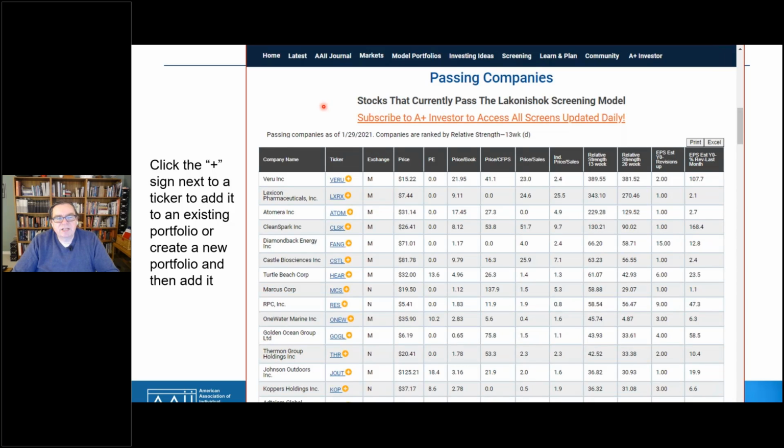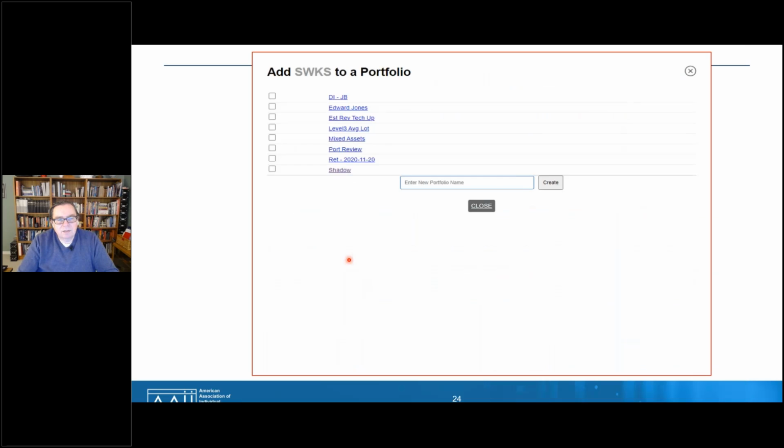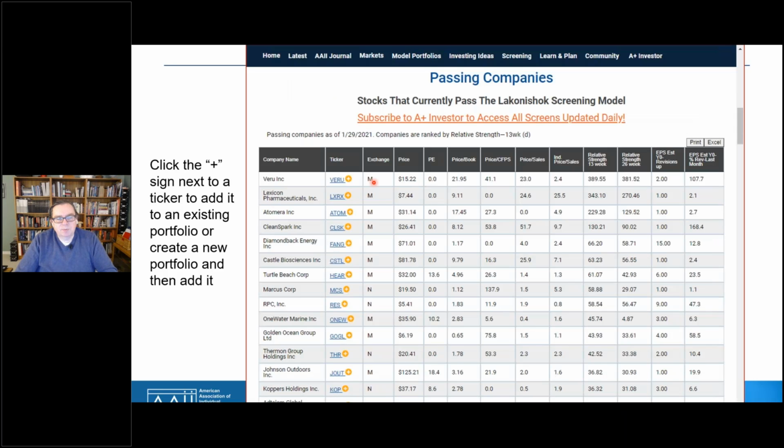And then as an investor, you can go ahead and look at the companies that pass. And again, as a member, you get access to the monthly ones. And if you're an A+ investor subscriber, you get access to companies that are passing every day. If you click on the little yellow plus sign next to a company that catches your interest, it'll be added to your portfolio, and a prompt will come up asking you to either add it to an existing portfolio, or build a new portfolio. So it's a chance to take the companies that pass a particular screen and start tracking them in the portfolio tracker that we have on AAII.com.